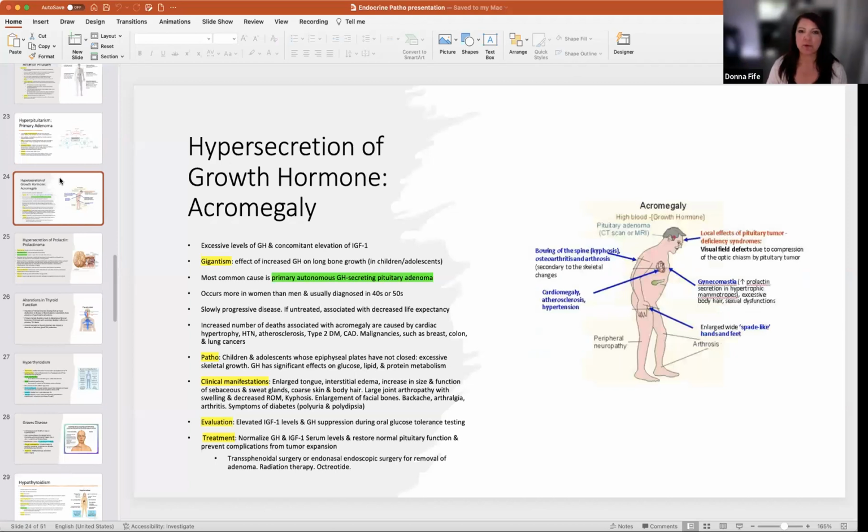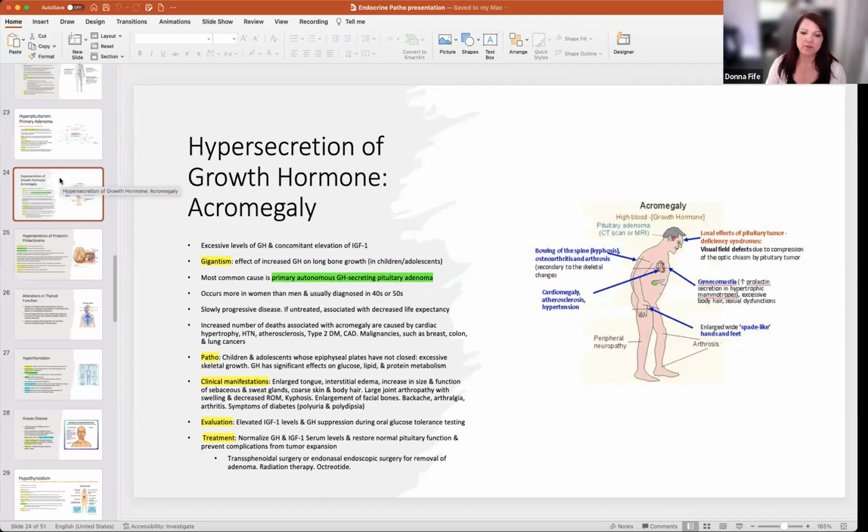Hypersecretion of growth hormone: acromegaly. This is when there are excessive levels of growth hormone and concomitant elevation of IGF-1. Gigantism is the effect of increased growth hormone on long bone growth in children and adolescents. The primary, most common cause is a primary autonomous GH-secreting pituitary adenoma. This occurs more in women than men and is usually diagnosed in the 40s or 50s. It's a slowly progressive disease, and if untreated, it can be associated with a decreased life expectancy.